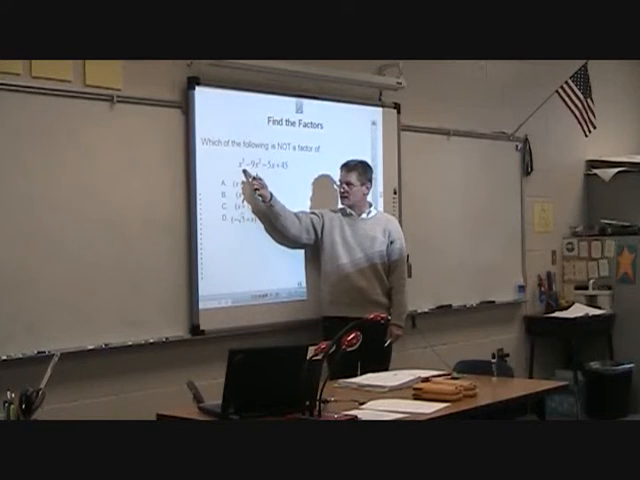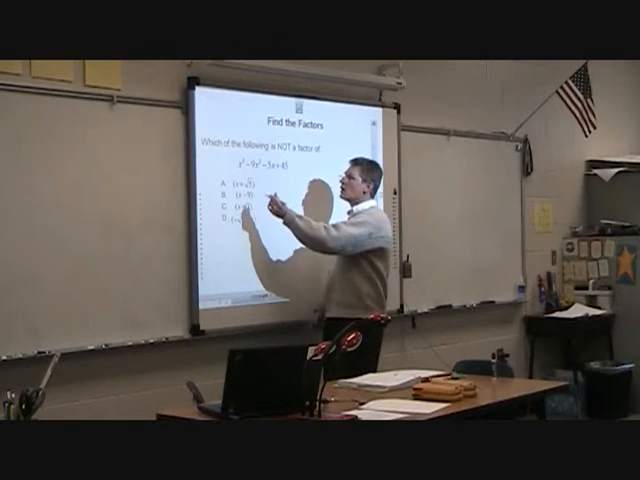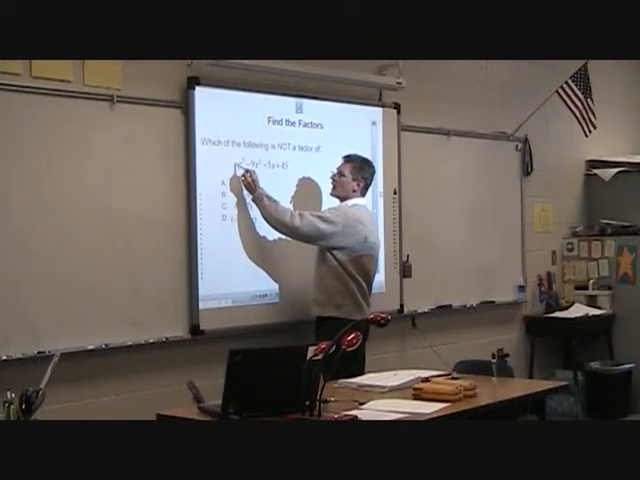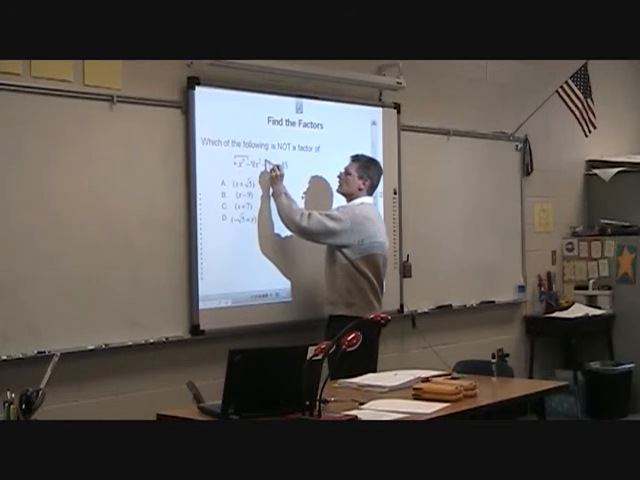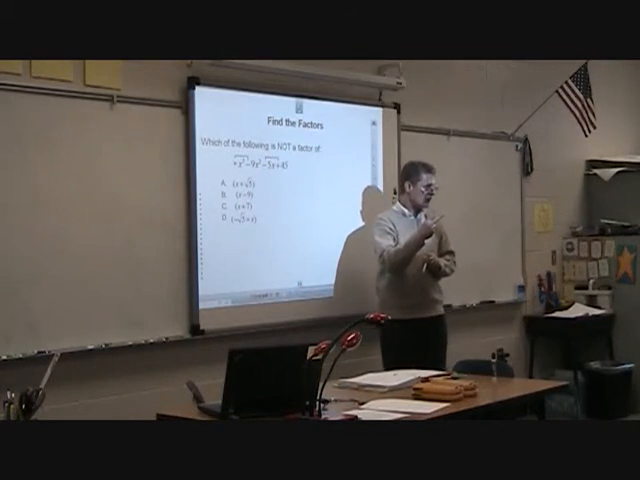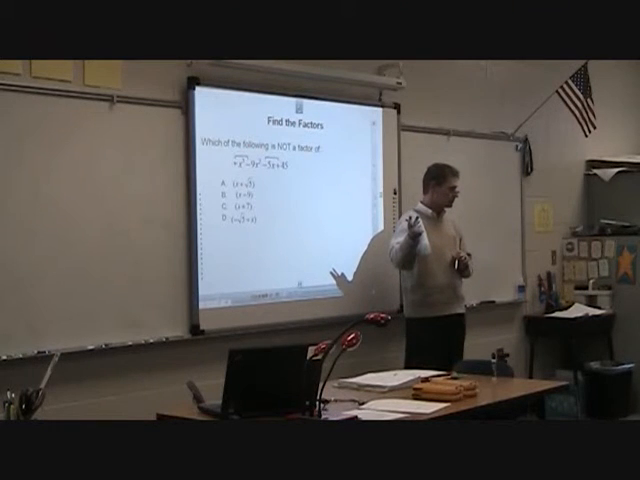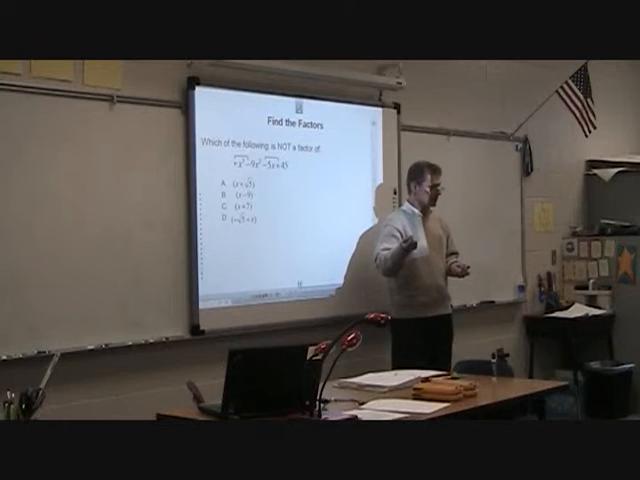All right, so what I need to do is look at Descartes' rule of signs. So first of all, let's see how many positive real roots I got. There's a plus there, so I've got 1 there, there's a sign change, and there's a sign change, right? So I've got 2. So I got 2 or 0 real roots. How many negative roots do I have? How do I find out?